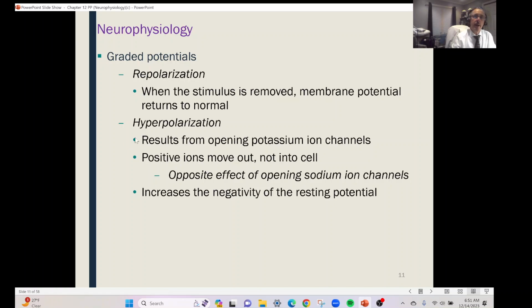So I just wanted to point it out that you may hear this, where the inside of the cell for a short period of time becomes more negative than minus 70. It may be like minus 80, let's say, or maybe even up to minus 90. And that's because of these potassium ions leaving the inside of the cell. So this is what we call hyperpolarization.